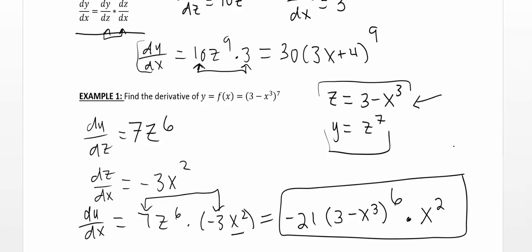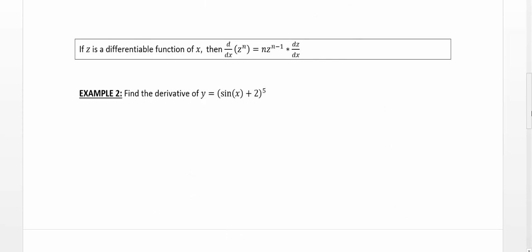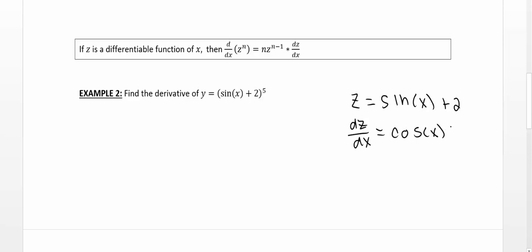There's a little bit of a shortcut that we can use here if we'd like, and it looks like this. If z is a differentiable function of x, then the derivative of z to the n equals nz to the n minus 1 times dz dx. So what that means is if we can identify what z is, our inside function, we can cut out one step and make our process a little bit quicker. So here, if I'm thinking about what my z is, I'm thinking about what's raised to the power. So here, that would be sine x plus 2. I'm also going to need dz dx, so I'll write that right underneath it. Dz dx, the derivative of sine is cosine, and the derivative of 2 is 0.